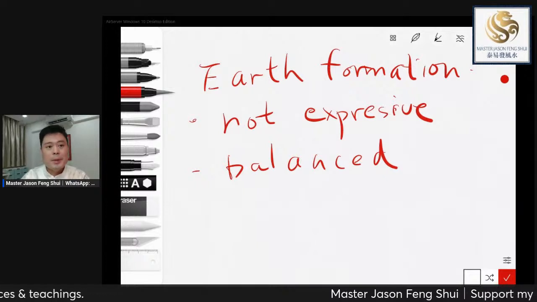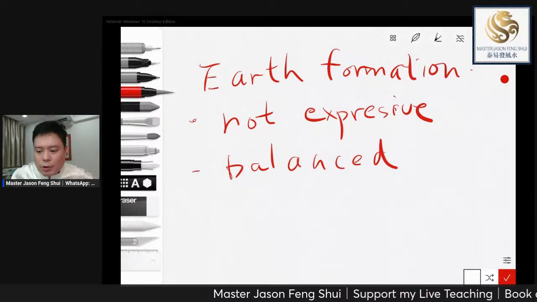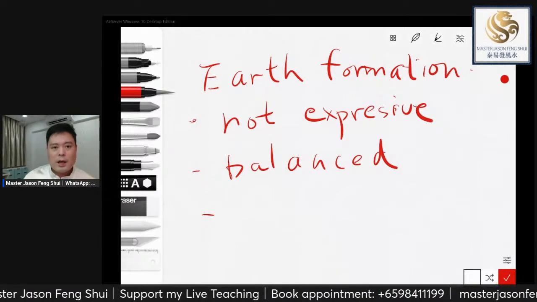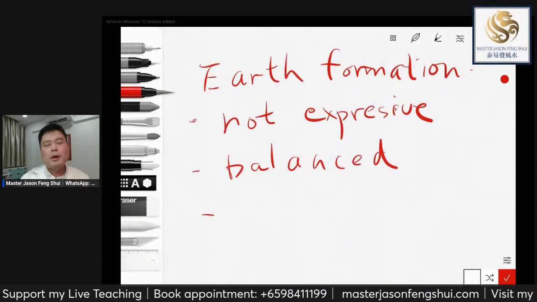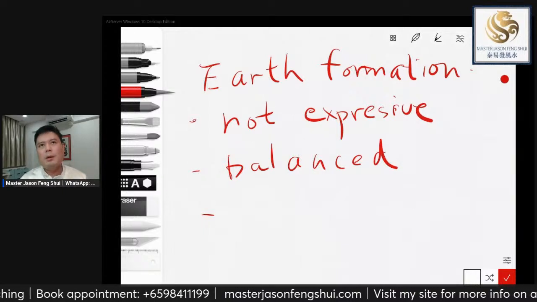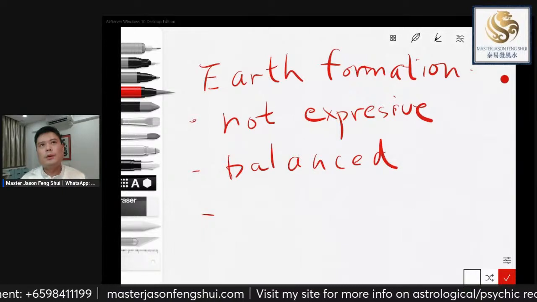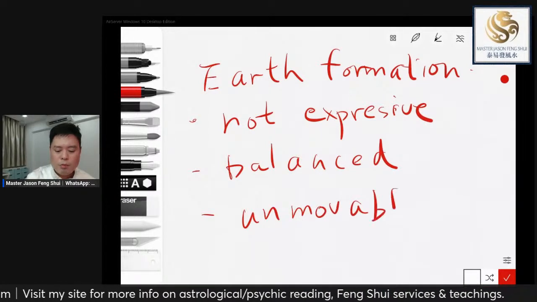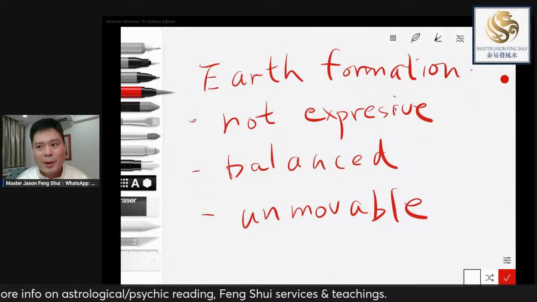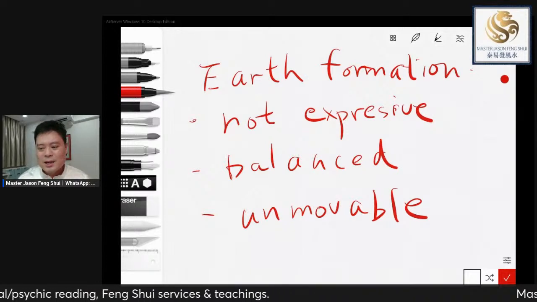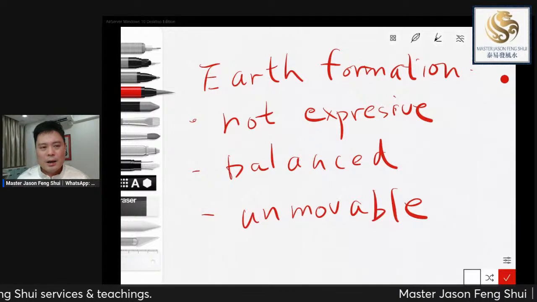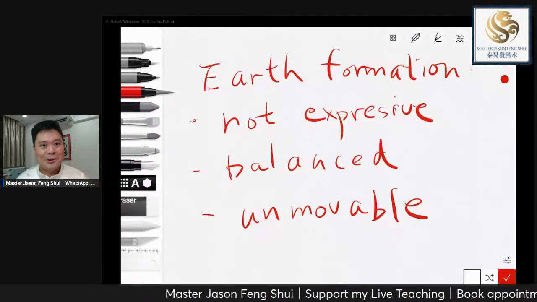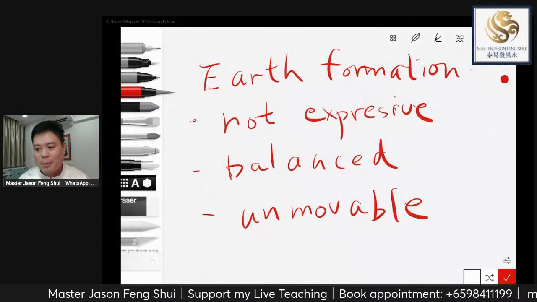Means they will take the middle path in their approach. They will not go to the extreme, and it gives you a feeling of reliability. They are unmovable in a sense, like they won't be easily affected by their environment. Even if some kind of sad news comes to them, they usually are not too emotional. They will not react in a very emotional manner.